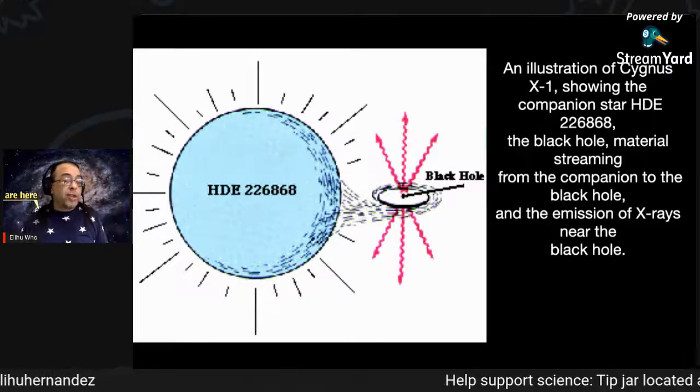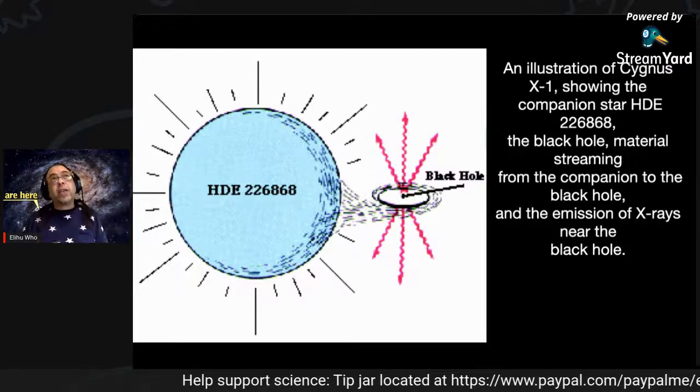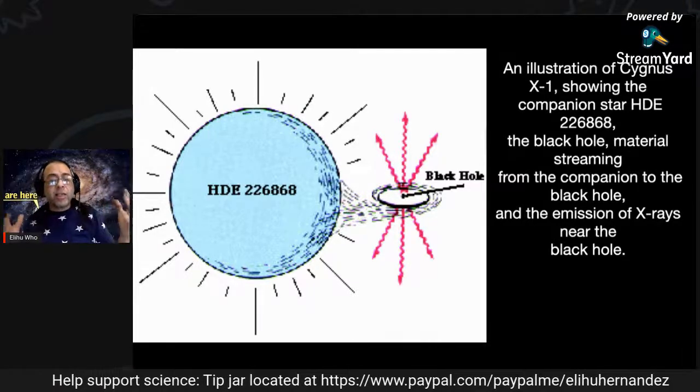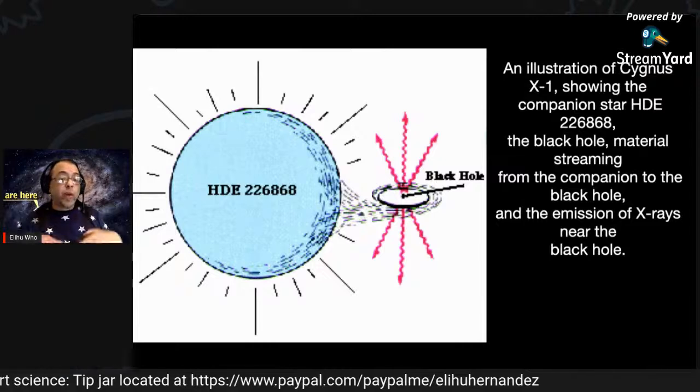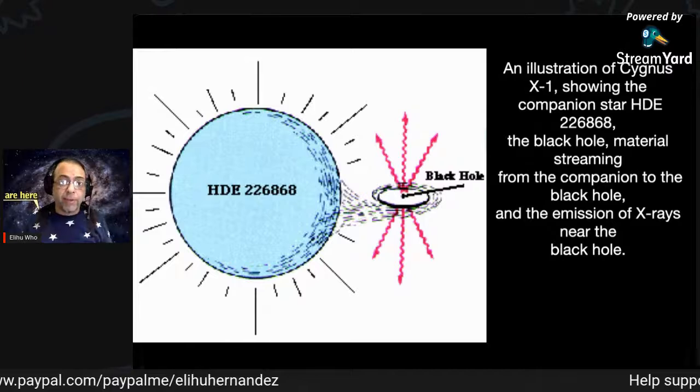Spectroscopic observations show that the spectral lines of the companion star HDE 226868 oscillate with a period of 5.6 days. From the mass-luminosity relation, the mass of the supergiant is calculated as 30 times the mass of our Sun.